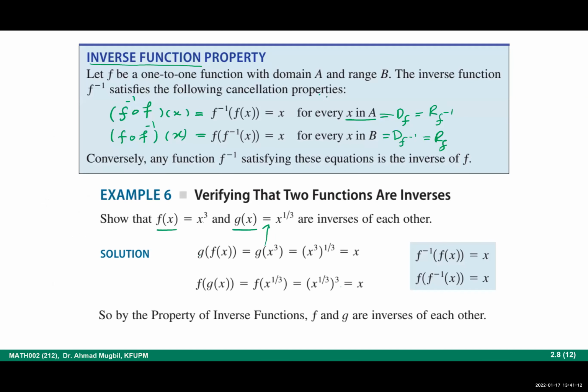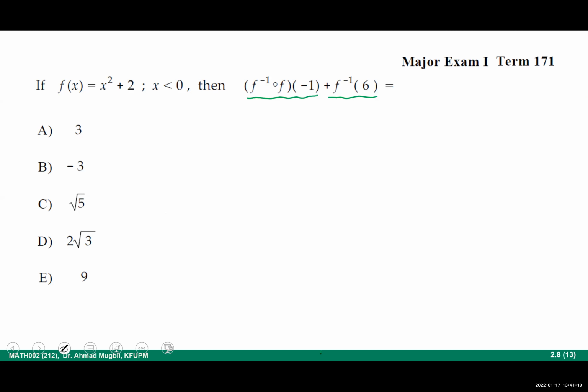Just use this property that you know, that f inverse of f is just x. They will cancel each other. So this one is just what? -1. You just need to check, is -1 in the domain of f? Yes. The domain of f is x less than 0, so it is less than 0.